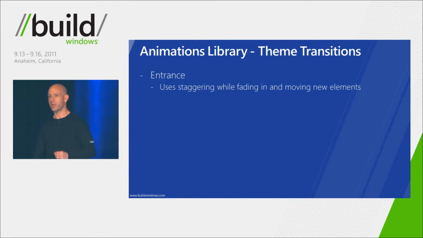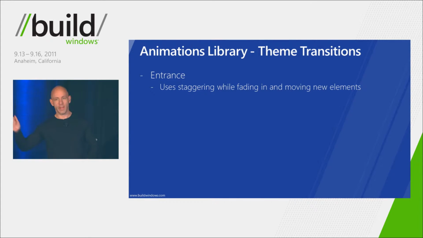So there's 2 pieces in the animations library that are really important. There's theme transitions. You're going to hear the word theme a lot today. There's theme transitions, and I'm going to show you 5 of them here. There's an entrance transition. Basically, a theme transition, this group here allows you to apply it to a particular state, and then whenever your control does this action, it does an entrance. So when your control enters in this case, or your panel, it's going to use a staggering with a little bit of fading while it moves in these new elements. And you'll see this throughout all of the Windows 8 apps. So if you want to add it to some other control you create, you add an entrance theme transition.